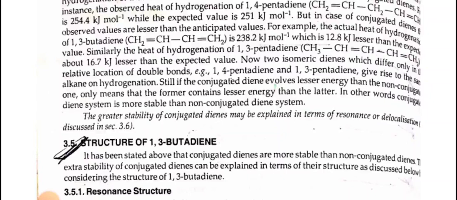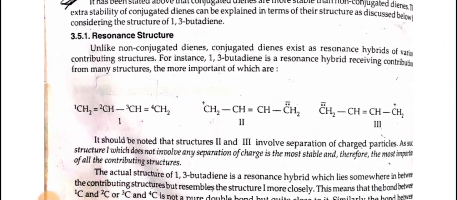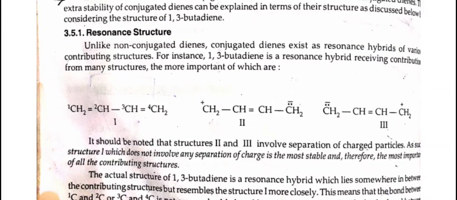3.5 Structure of 1,3-butadiene. It has been stated above that conjugated dienes are more stable than non-conjugated dienes. The extra stability of conjugated dienes can be explained in terms of their structure as discussed below, by considering the structure of 1,3-butadiene. 3.5.1 Resonance structure. Unlike non-conjugated dienes, conjugated dienes exist as resonance hybrids of various contributing structures.